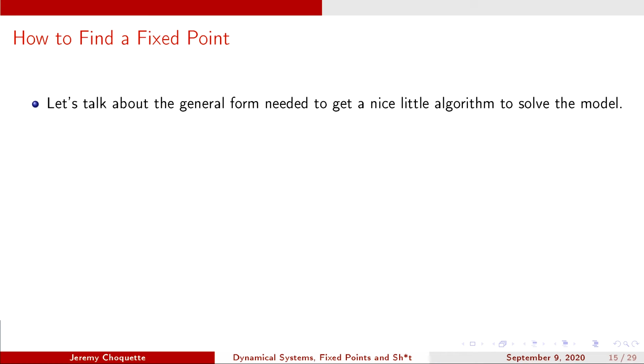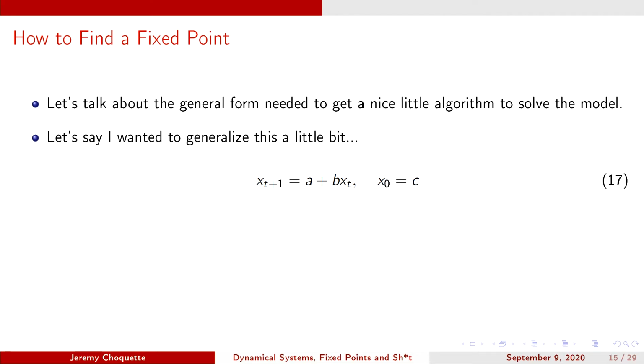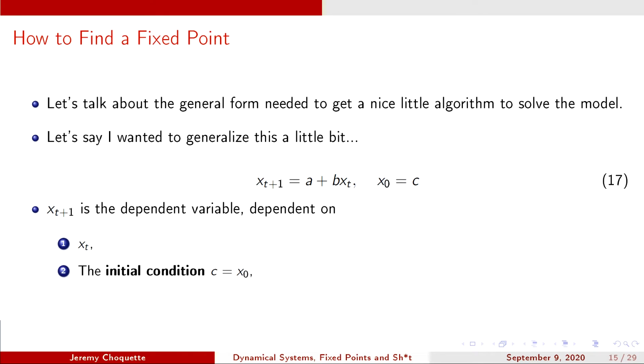So let's think about the general form that we need to get a nice little algorithm to solve this type of model. If I'm going to generalize things a little bit, what I would get is, say, x_{t+1} equals a plus b times x_t. Initially, I had the alpha naught and alpha 1, but a and b just seem easier, so let's just stick with that. So if I've got x_{t+1} equals a plus b x_t, where x_0 equals c, I would say x_{t+1} is a dependent variable. It's dependent upon x_t, or the input from the previous period. The initial condition c equals x_0, and the values a and b are called parameters.